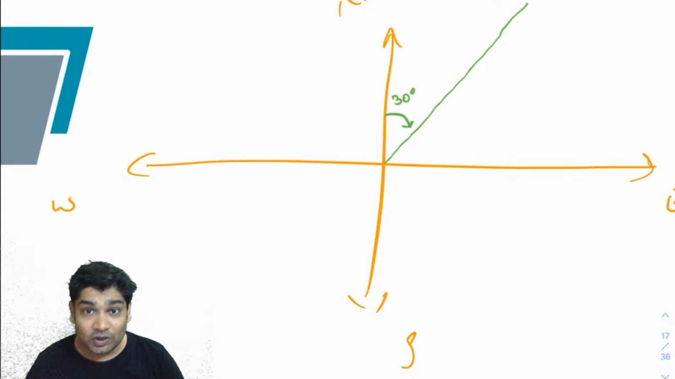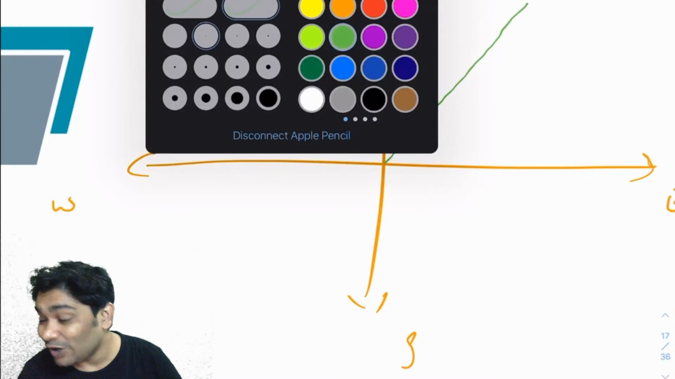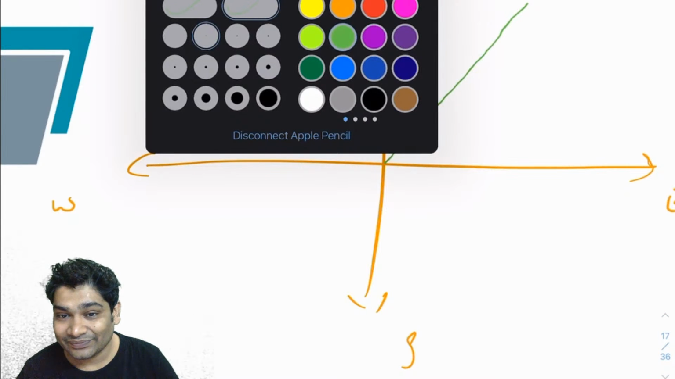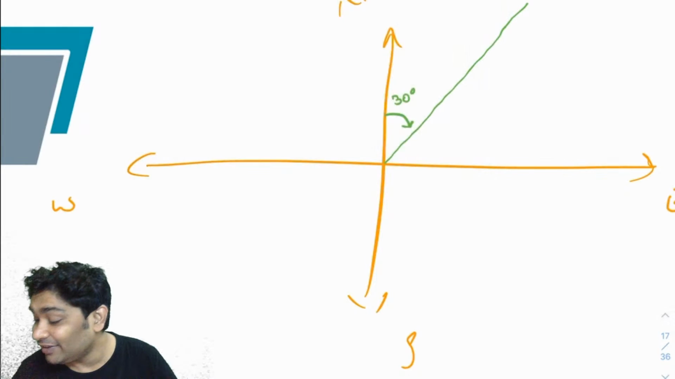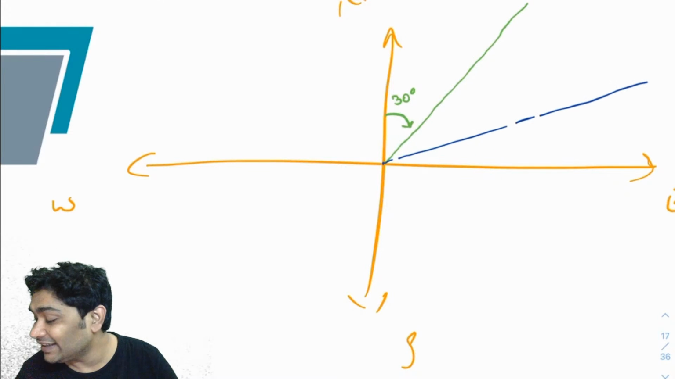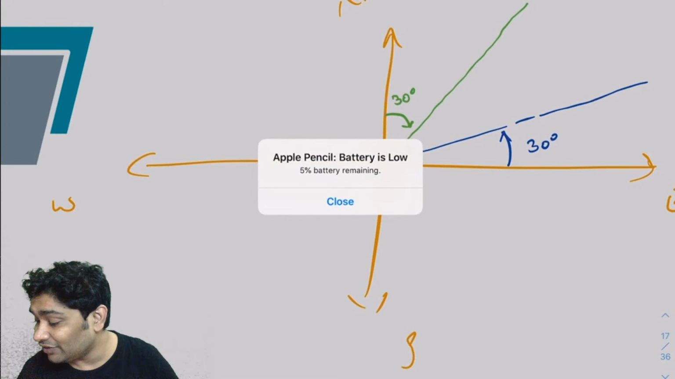If it was 30 degrees north of east, how about that? 30 degrees north of east would have been this. You would have gone towards east and then turned 30 degrees towards north. So this is 30 degrees north of east.